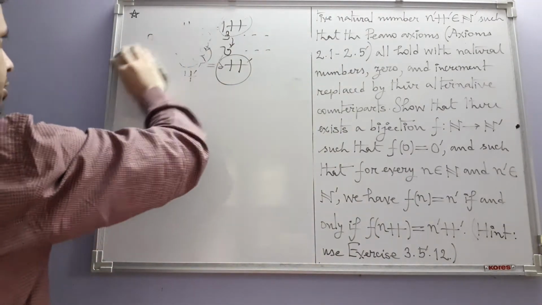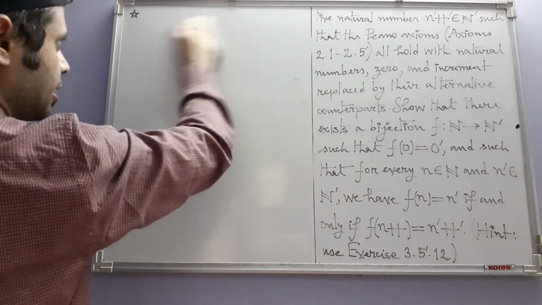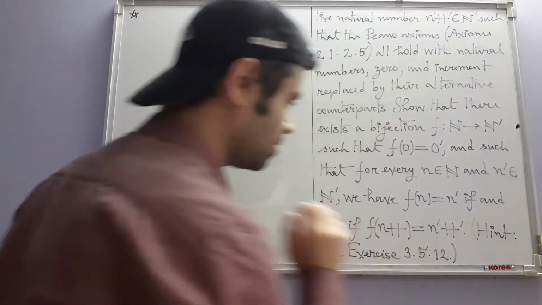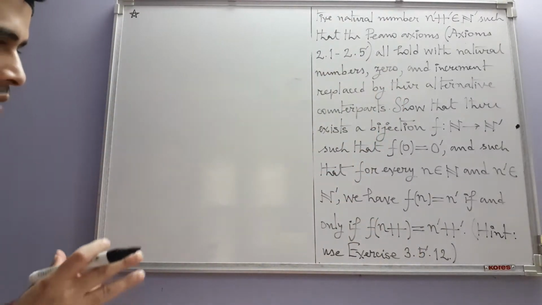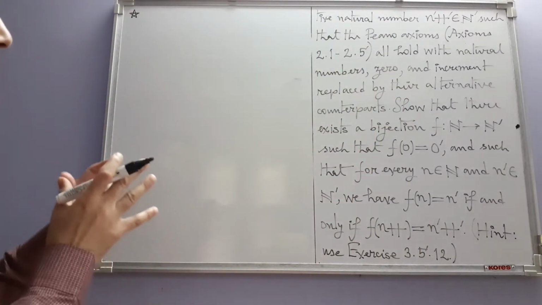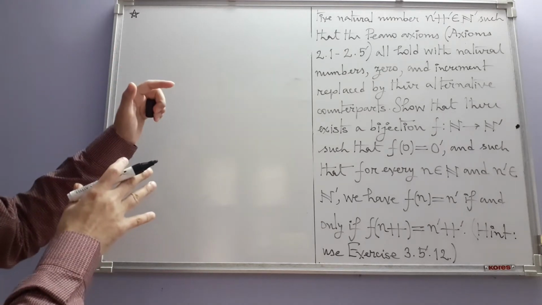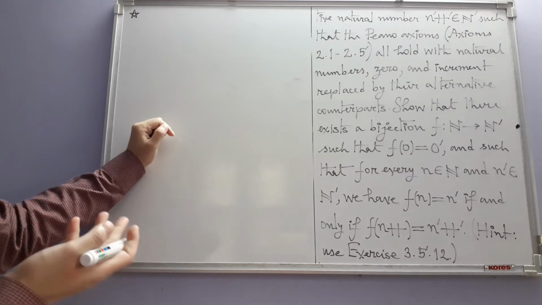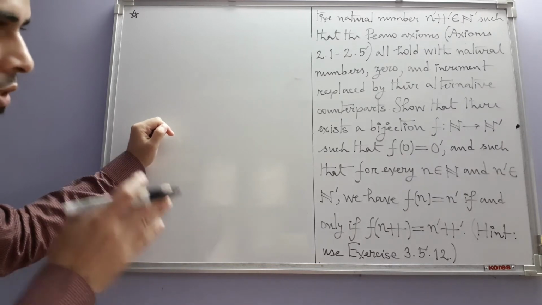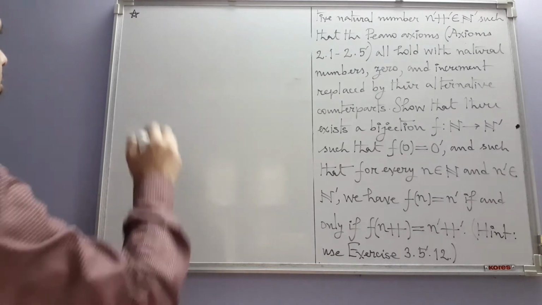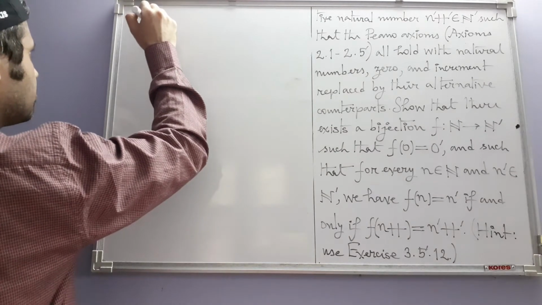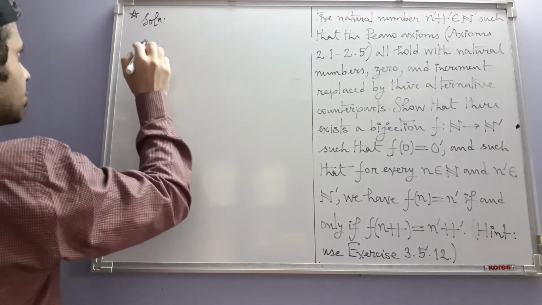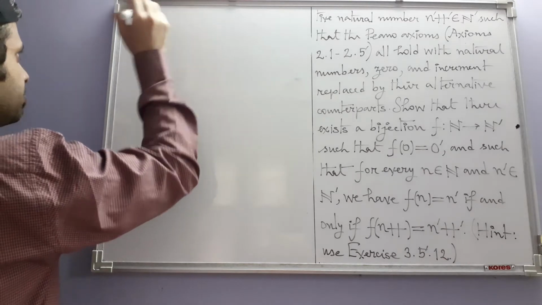So let us see how we can show this. The hint says that we have to use the previous exercise, and this is why we had that general version of proposition 2.1.12, which otherwise is also known as the principle of recursive definition. We need it here. So let us see how the solution can be written.